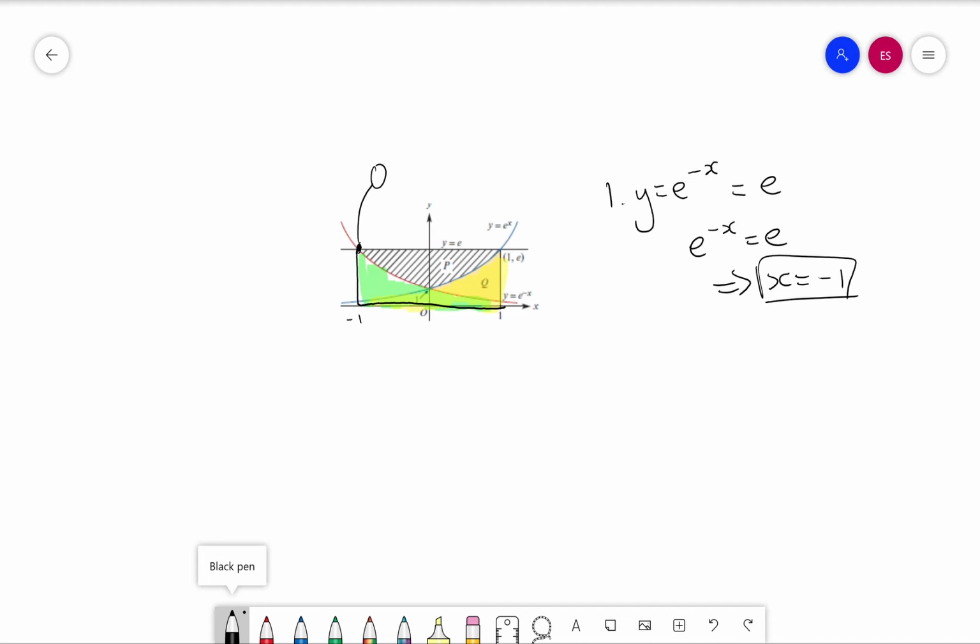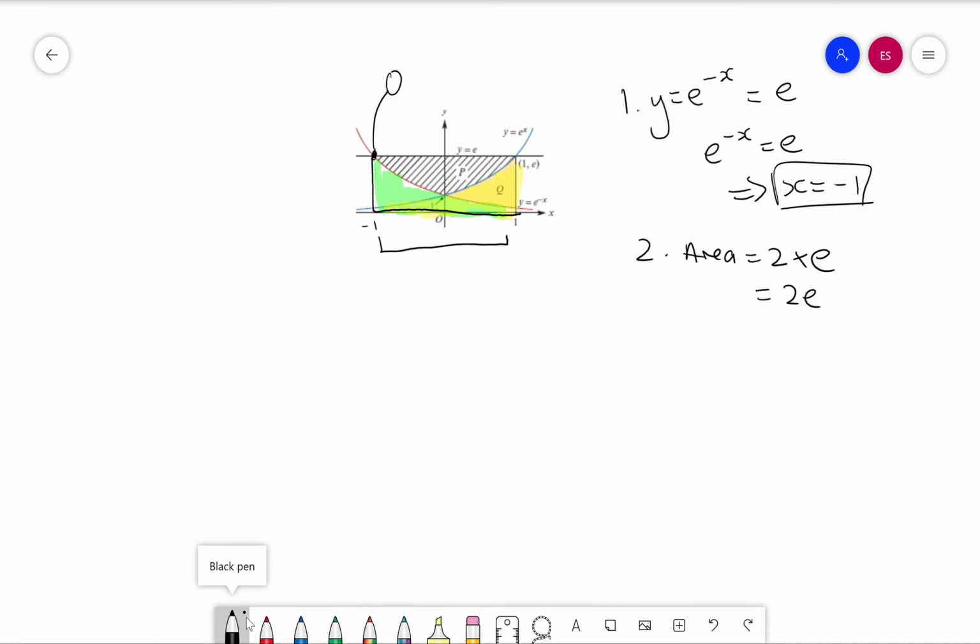Alright, so the area of this rectangle here is given by 2 times by e. So it'll be 2e. Great. So then what we need to do is we need to find this green area.